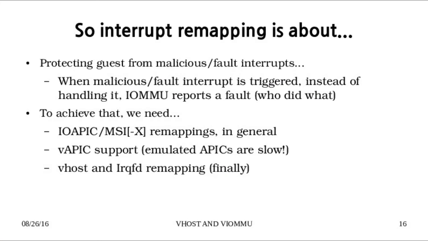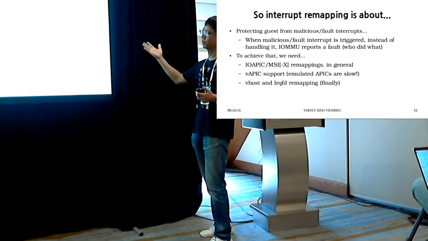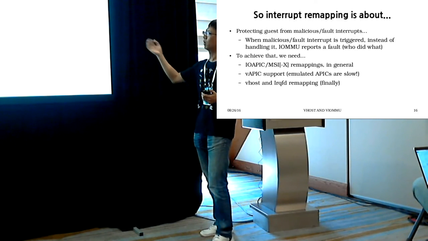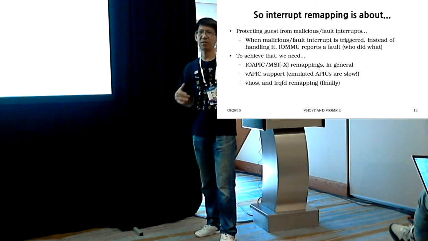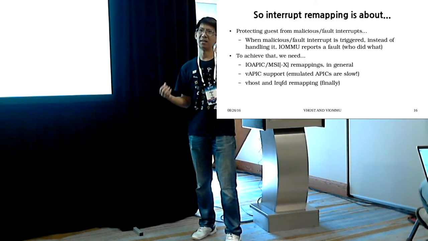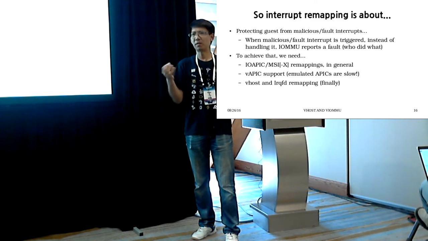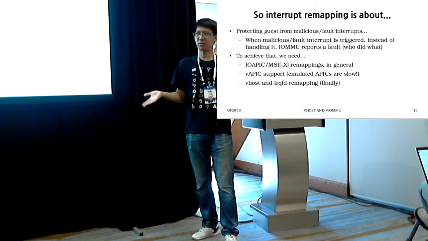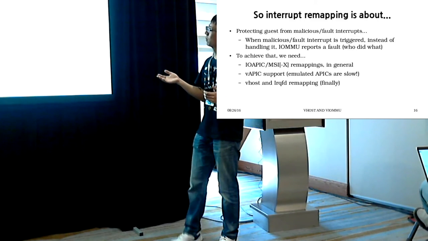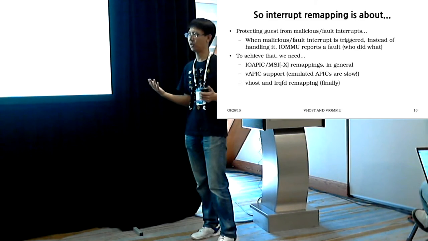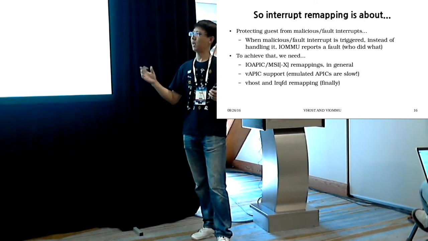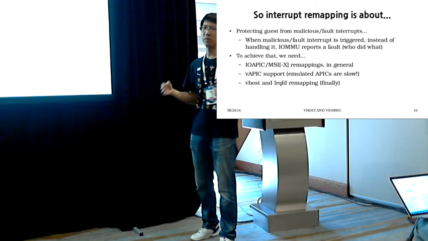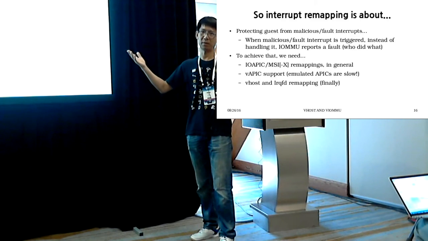So in general, interrupt remapping for vHost is about protecting guests from malicious interrupts. If we do not have interrupt remapping and, for example, a device is broken and just triggers interrupts all the time, the system will keep triggering the interrupt handler, which is not a good thing. What we want is to know what's wrong and why strange interrupts are happening without any reason. With interrupt remapping, the IOMMU will do this for you. When we get a malicious interrupt, the IOMMU will trap it, see that something is wrong, and report it, which is an interrupt as well, to the CPU in the guest to notify that something is wrong and who did it.